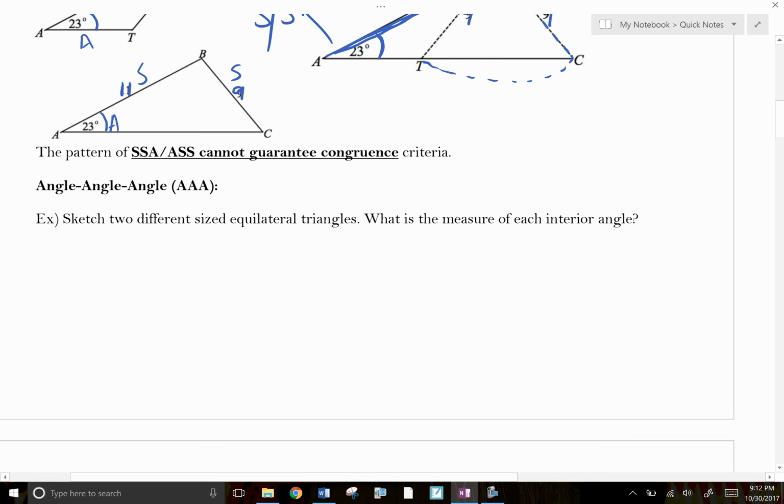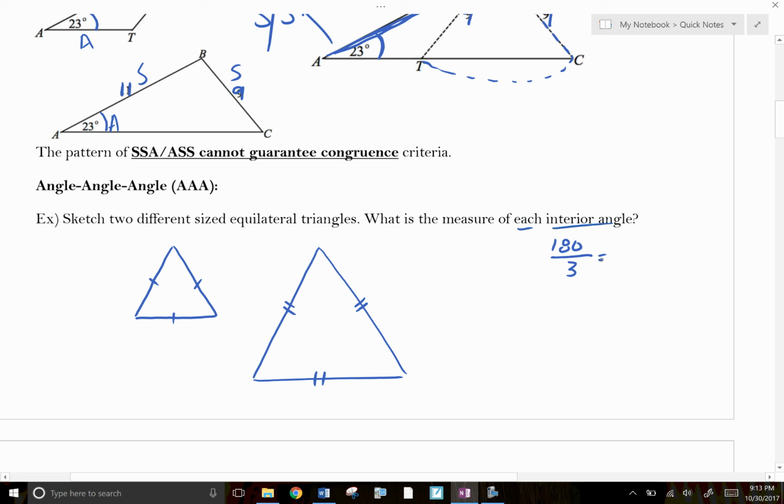Now, AAA, let's see if this works. Sketch 2 different sized equilateral triangles. Okay, so equilateral triangles have 3 equal sides. So these are obviously different sizes. So if this is congruent and that's congruent, what's the measure of each interior angle? Well, if it's equilateral, it's got to add to 180 degrees, and that 180 degrees there has to get divided equally amongst 3 angles, so that's 60 degrees apiece. So these are all 60, and these are all 60, right? So 60, 60, 60, 60, 60.